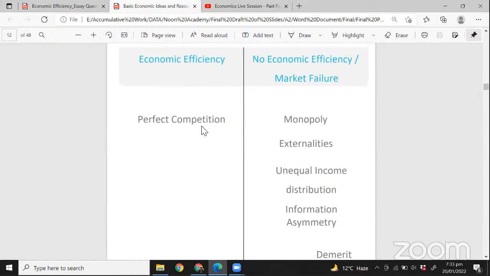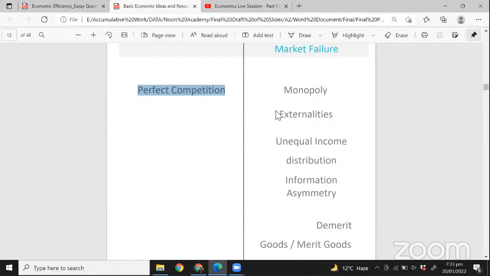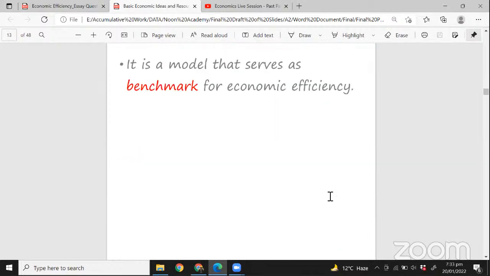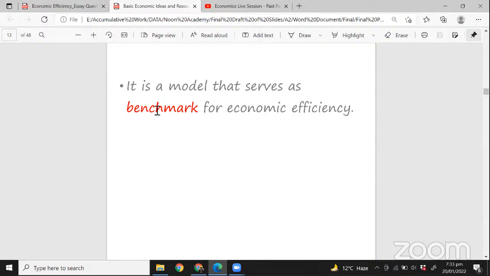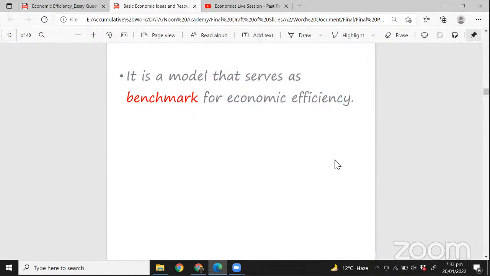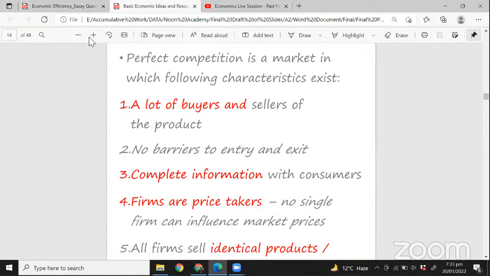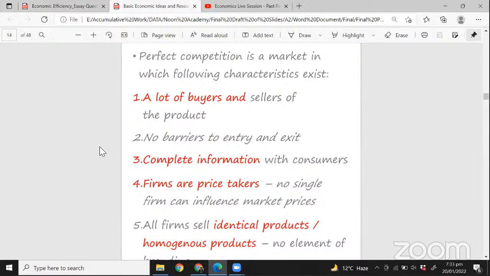Okay, have a look at this. So this is the graph that I made, right? So economic efficiency exists in perfect competition, and no economic efficiency or market failure in monopoly, externalities, information asymmetry, and so on and so forth, right? Okay, now perfect competition. Think about this. What is it? Perfect competition is a model that serves as a benchmark, like a standard for economic efficiency, right? Okay, now what is perfect competition? These are the characteristics of perfect competition. Can you see my screen?